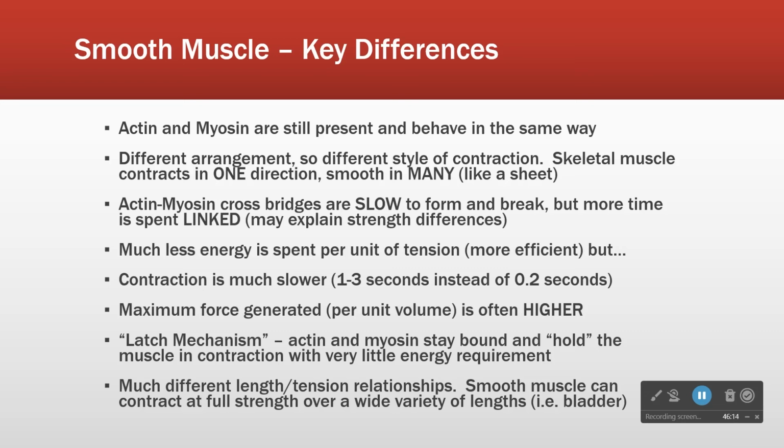So instead of getting contraction in one direction, we get contraction in all directions at once. So it's kind of like a rubber sheet, right? You can stretch it and it will contract in lots of different directions. That's kind of how smooth muscle works.